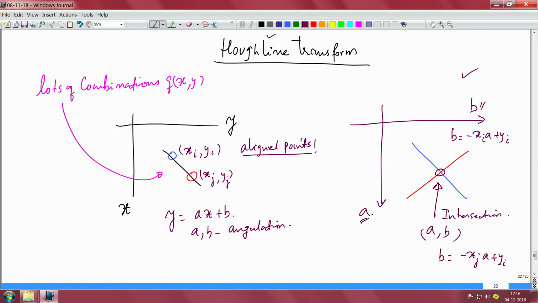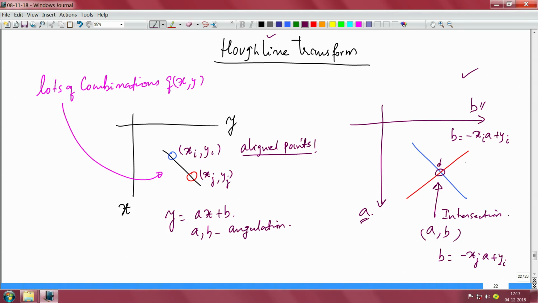On the AB plane you find that this AB intersection is the most interesting part. If these points xi, yi, xj, yj and so many other points, all of them are aligned in the same line, all of them will come to the same intersection point, that is the key here.